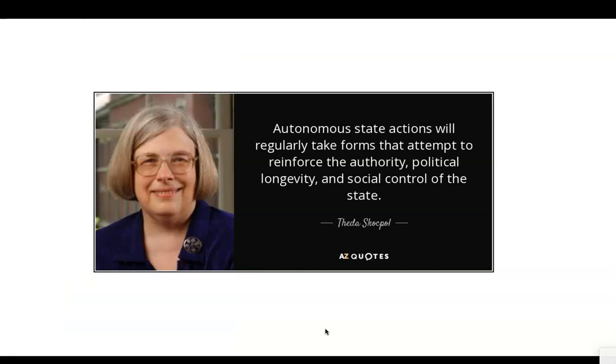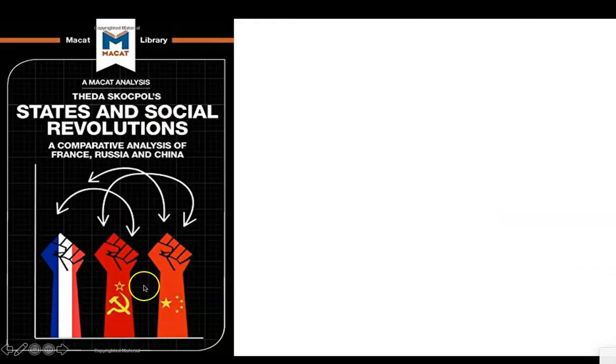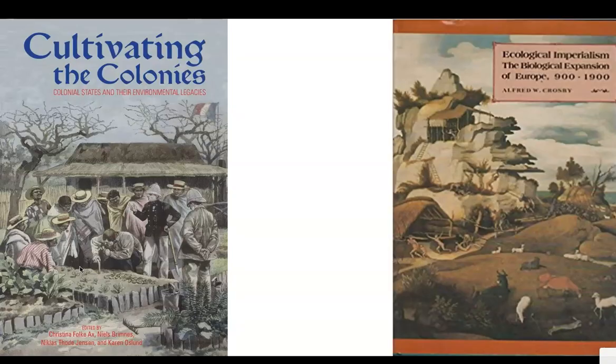She says autonomous state actions will regularly take forms that attempt to reinforce the authority, political longevity, and social control of the state. Even as different as these places were, their societies, their structures, and so on, they had a number of similarities. They all, at least at the time, had a dying feudal dynasty. They also had, even more so, a large disenfranchised peasant and servant class that was increasingly restive and unhappy, discontent with their situations.